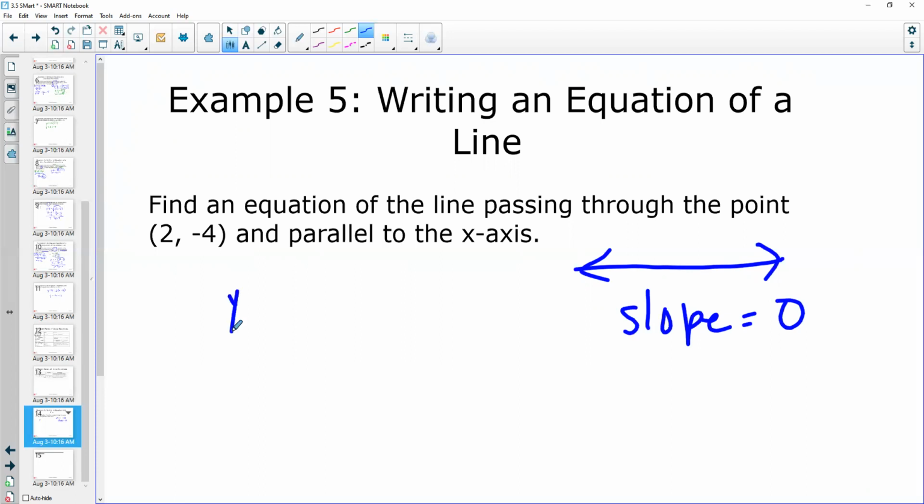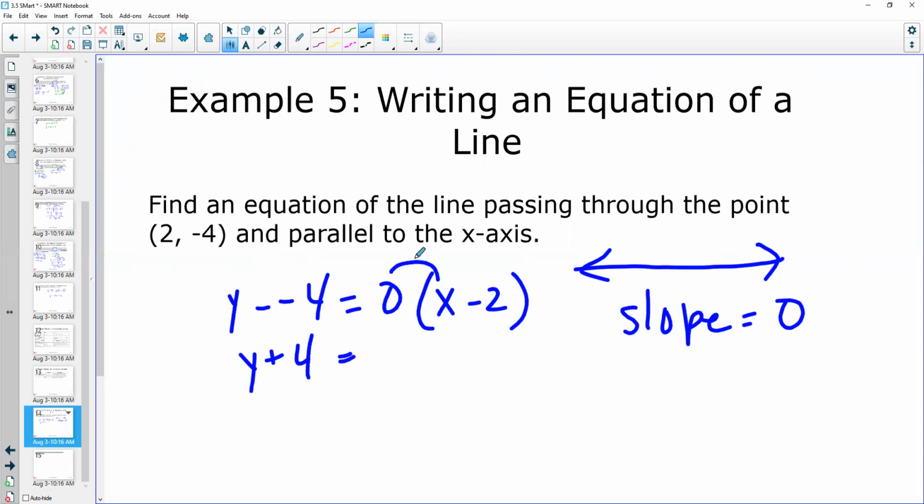So I'm going to do y minus -4 equals 0 times x minus 2. I get y plus 4 equals, well, when I distribute 0 here, it's going to be nothing. And then I subtract 4 from both sides. I'm going to get y equals -4.